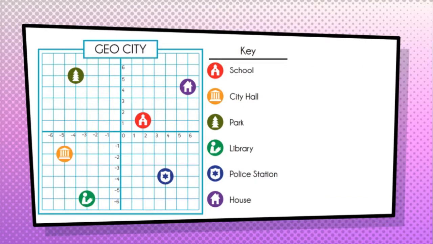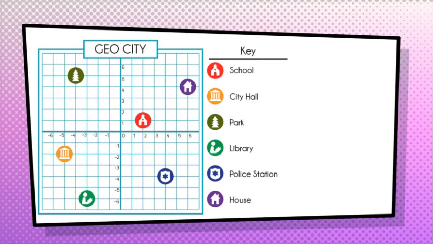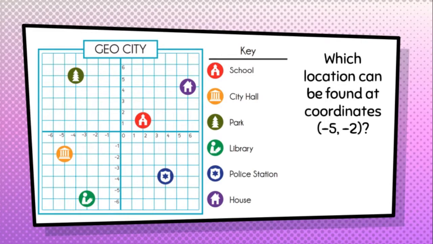Next, which location can be found at coordinates (6, 4)? And that is house. Next, which location can be found at coordinates (-5, -2)? We have the City Hall.